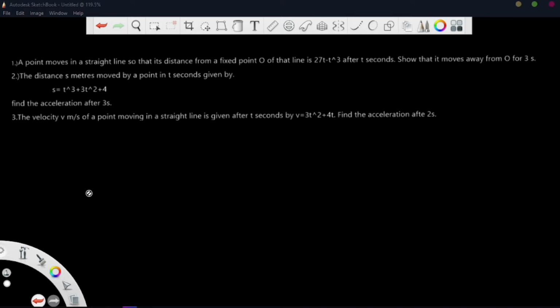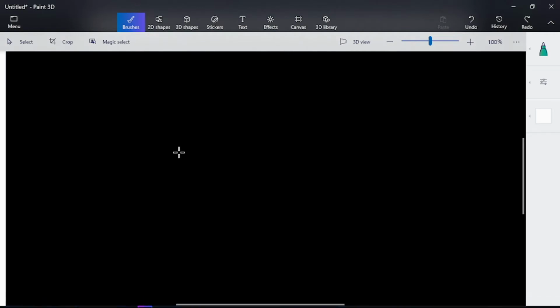A point moves in a straight line so that its distance from a fixed point O of that line is, so notice that this is the whole equation for distance, so one that we have right here. This is distance, and then they say after t seconds show that it moves away from O for 3 seconds. So this is basically an equation of distance in respect with time, so they want us to find what happens to the time after 3 seconds.